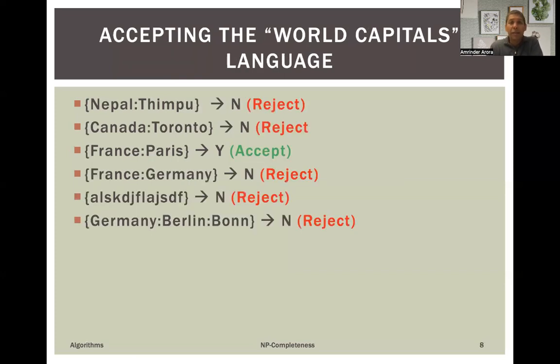So if we were to craft the same exact problem in terms of a language, a formal language, we would say that if we are given this string, Nepal, Thimphu, we would say no to that string, or in other words, we would reject that string. Similarly, if we're given a string such as Canada, Toronto, we would say no, or we would reject that string. If we're given France, Paris, we would say yes, or in other words, we would accept the string.